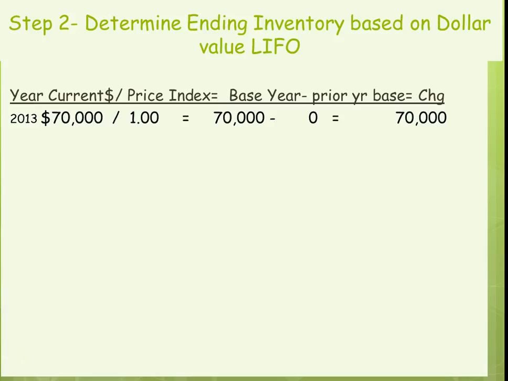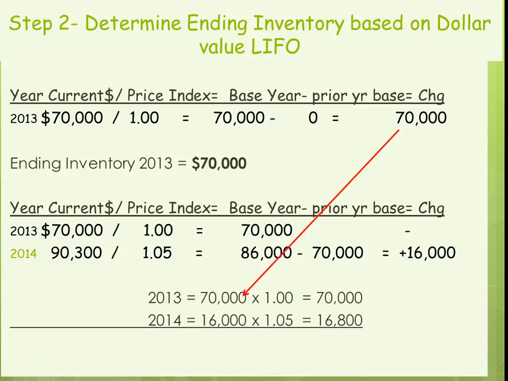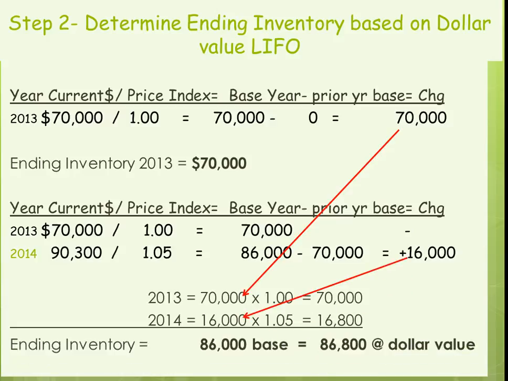In the first year, we don't have to do anything because that's the base year, so the inventory remains at 70,000. For the next year, we have to use our index, and it went up by 16,000. So we're going to price the first $70,000 at 1, but the increase of 16,000 at 1.05, giving us an ending balance at dollar value LIFO of 86,800.